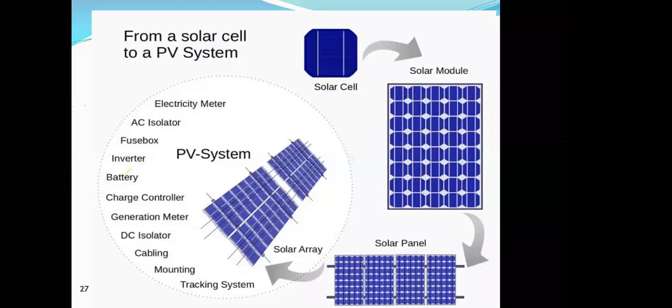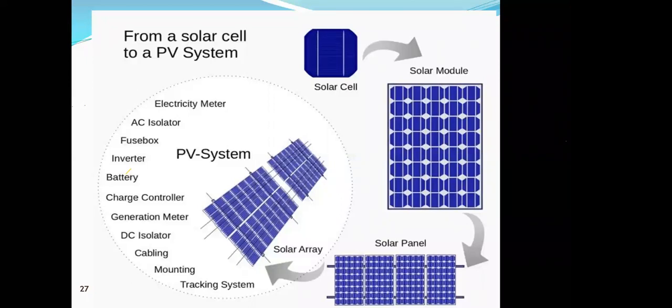What you can see in the solar PV system, the smallest part is called the solar cell. You might have seen the solar panels; the smallest part is called the solar cell, and these are connected in series and parallel to form solar modules. These modules are again connected to form solar panels, and these panels are connected together to form a solar array. So this you should know: from solar cell to solar array. And then the whole solar system has many parts.